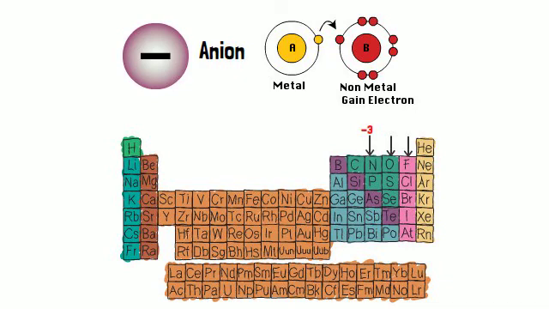Group 16 form a charge of -2. So elements in this group need to gain 2 electrons so as to form octet configuration. Lastly, group 17 elements form a -1 charge. So they have to gain only 1 electron so as to be able to form octet configuration.